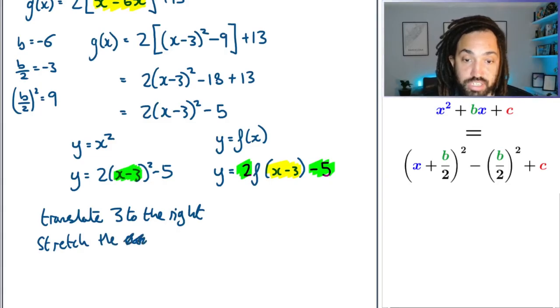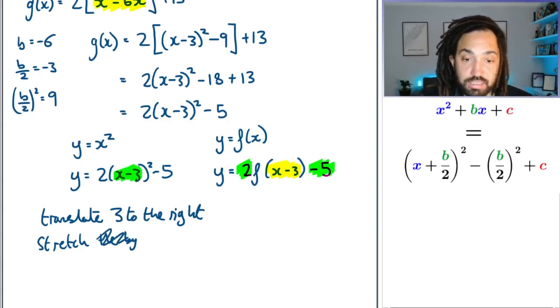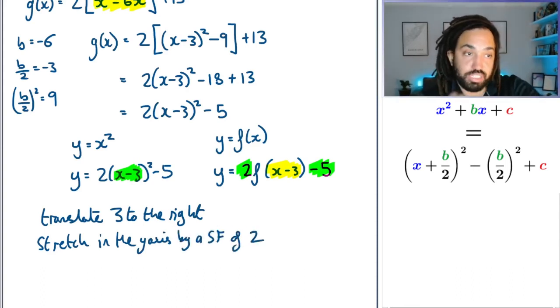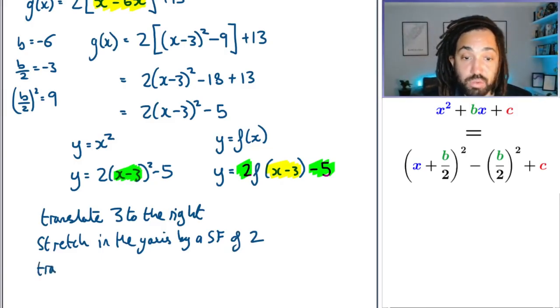It's going to stretch in the y-axis by a scale factor of 2. So it's going to stretch it up like that. And then the last thing is you're taking away 5, which again is going to affect the y. So it's going to translate it 5 downwards.